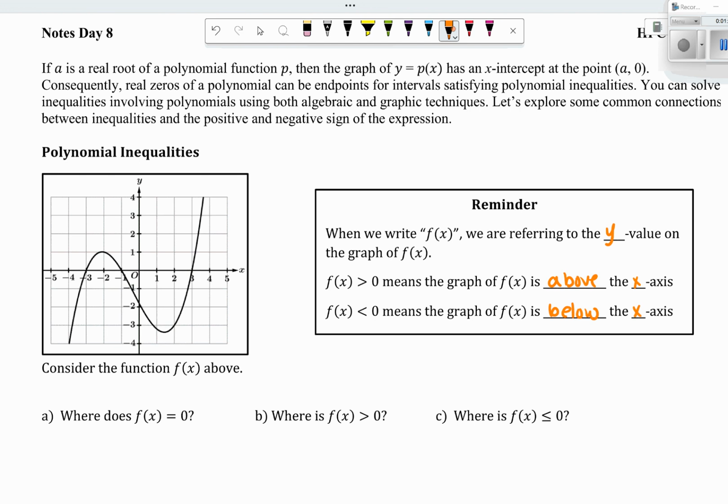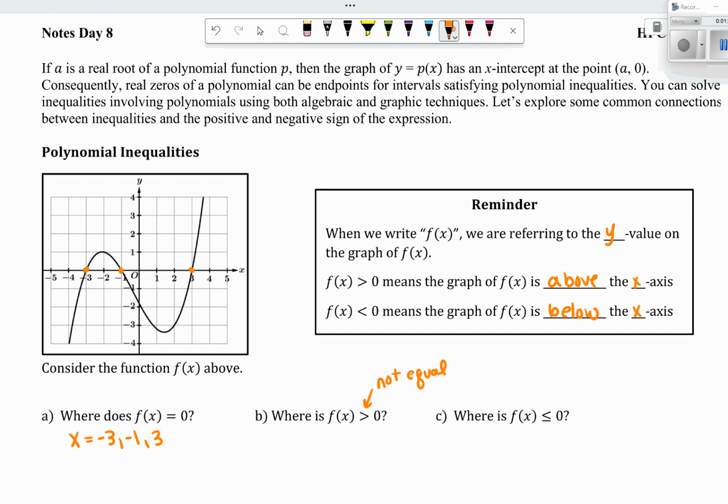So consider the function f of x above. It says, where does f of x equal 0? We can see f of x equals 0 at -3, -1, and 3. Where is f of x greater than 0? And notice this is not equal.